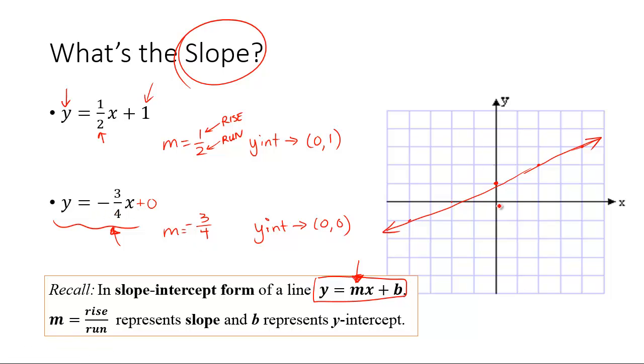So this equation goes through (0, 0) and travels, and this negative can be either in the numerator or the denominator, but not both. So you could see it as traveling down 3 over 4, or you could see it as traveling up 3, left 4. Notice that it is still on the same line.